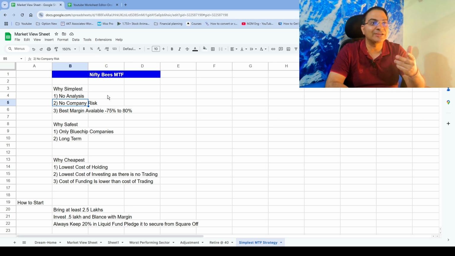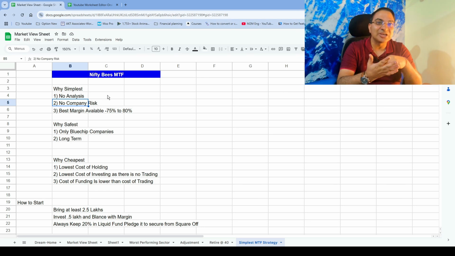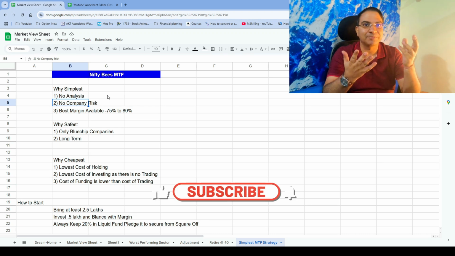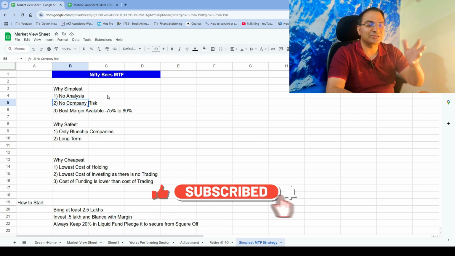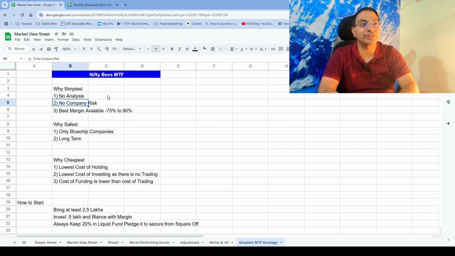What else can you expect from this kind of simple strategy? We don't have to learn any chart or any parameter or any magic tricks or magic charts. I don't understand all this nonsense. So it is a very simple, straightforward thing.